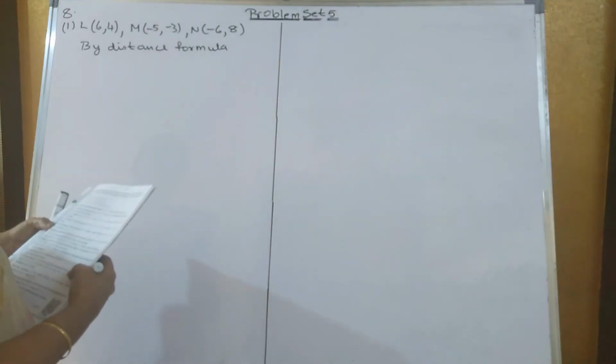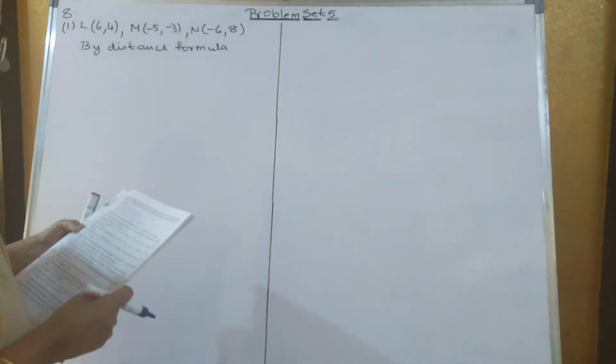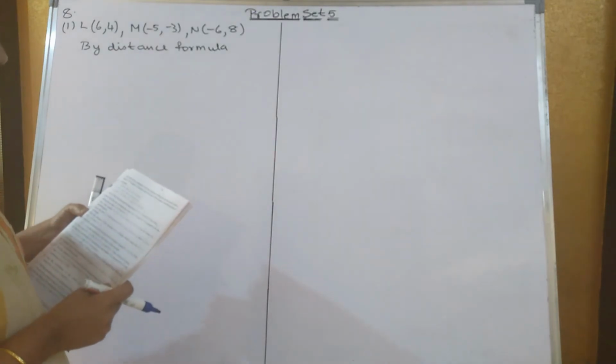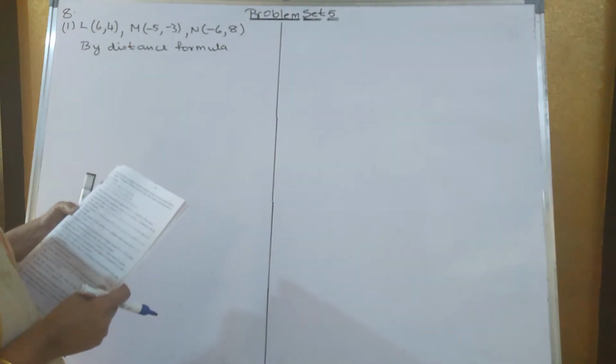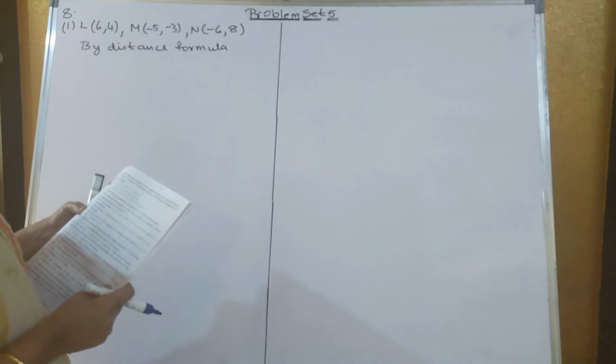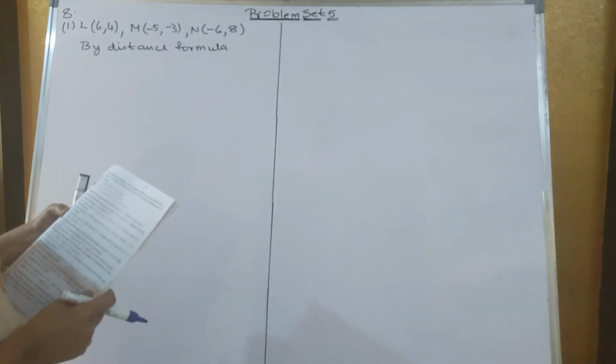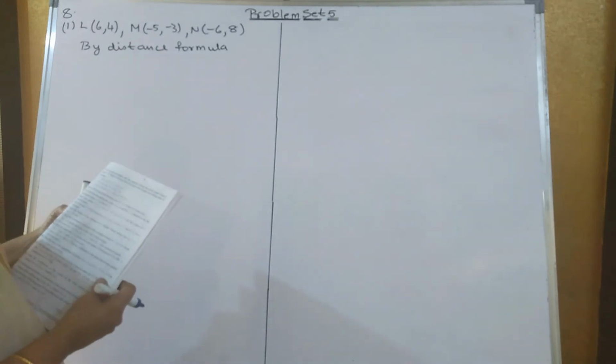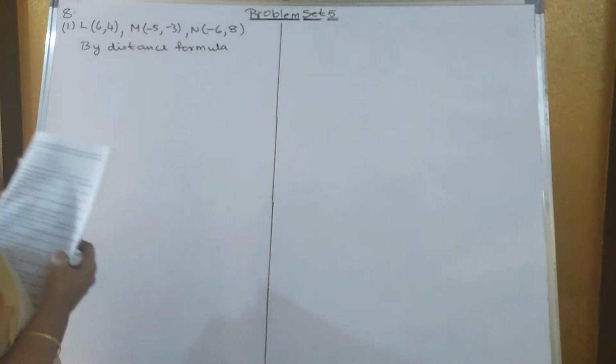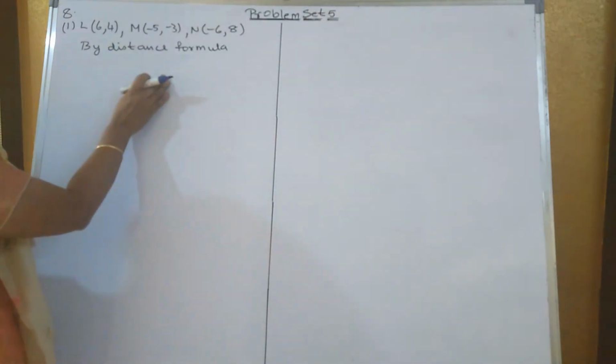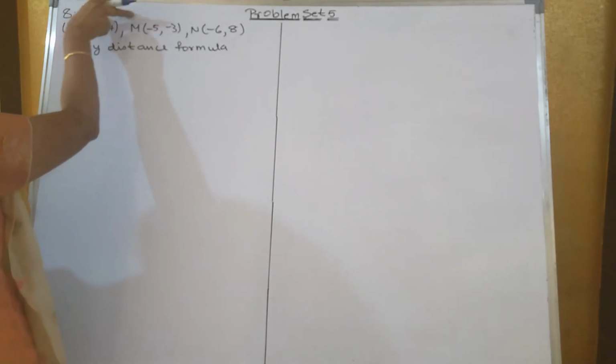Now 8th sum of problem set 5. They have said: in the following example, can the segment joining the given points form a triangle? If the triangle is formed, state the type of the triangle considering the sides of the triangle. So we have to find out whether it forms a triangle or not. So we'll find out by distance formula, distance LM, then MN, then LN.